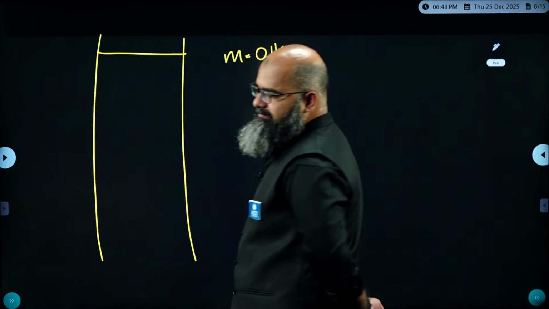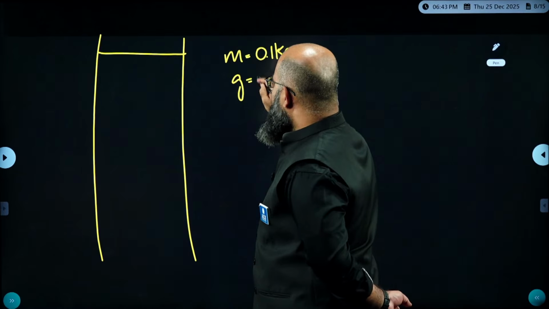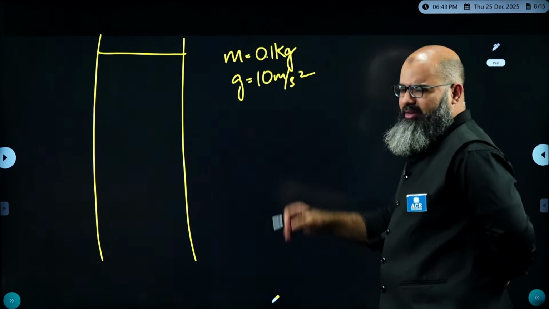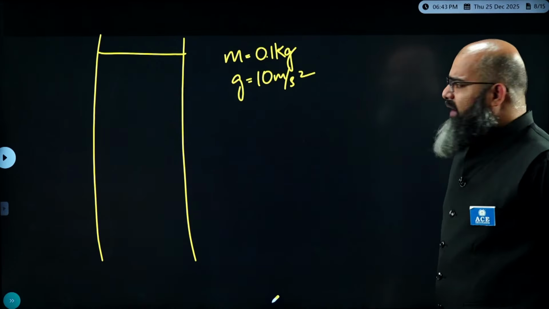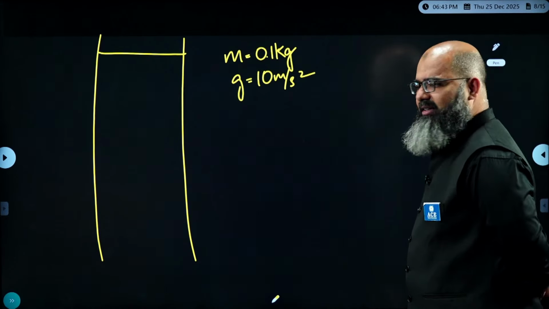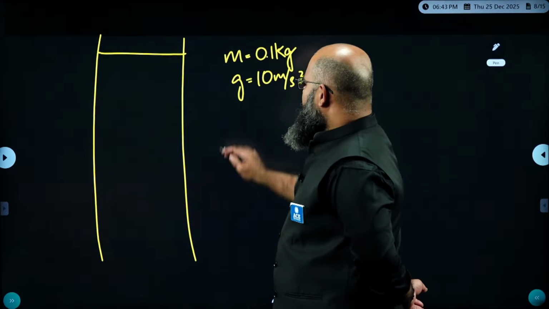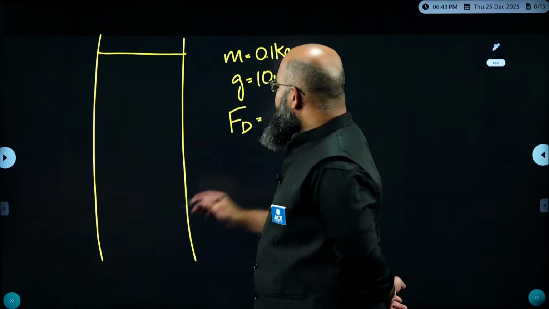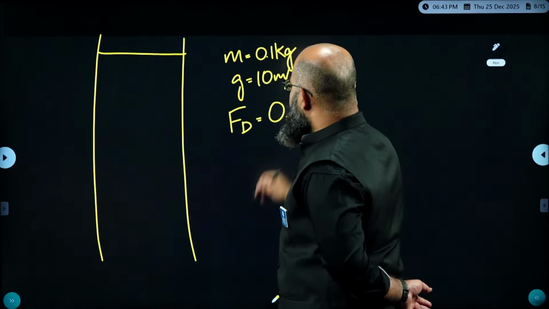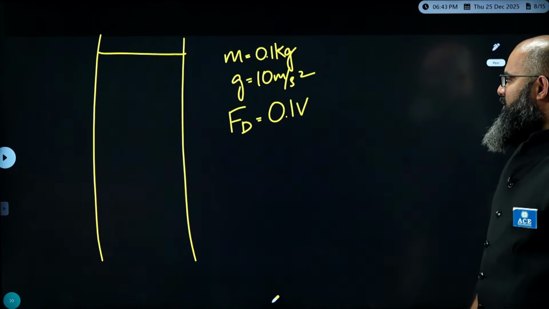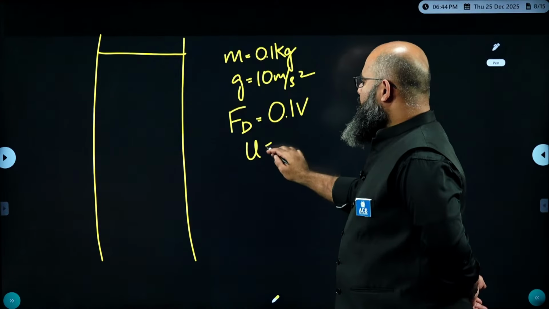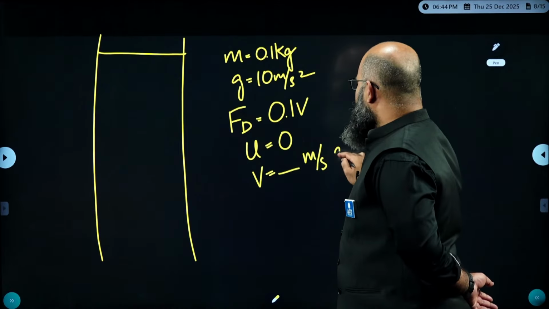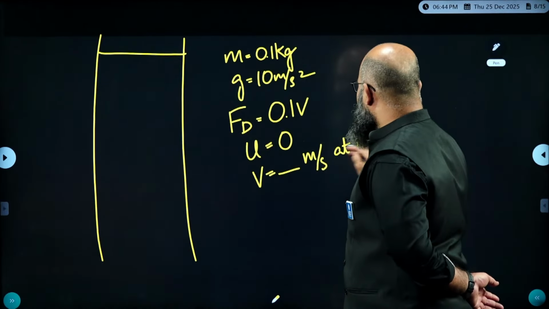0.1 kg. The acceleration due to gravity here is equal to 10 meter per second square. You have dropped this particular ball. After dropping it, you realize that there is a resistance also. Let us call that the drag force. The drag force is equal to 0.1 times velocity. The question says that the initial velocity is equal to 0. V is equal to how many meter per second at time t equal to 1 second?